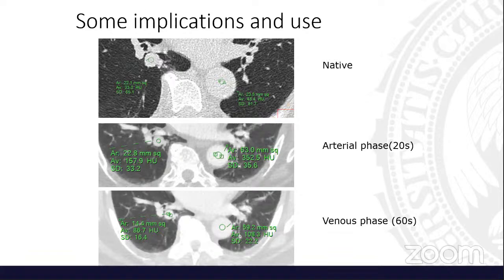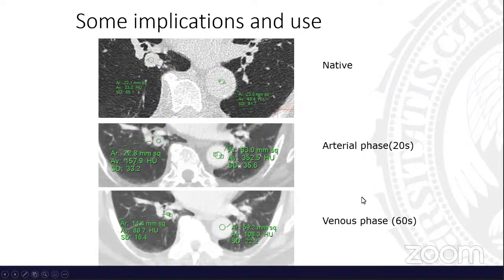So they asked us, can you solve this problem for us? And we said, yeah, we can do a multiphase CT, and we can usually tell if it's an AV malformation. So we do three phases. We have the native phase.